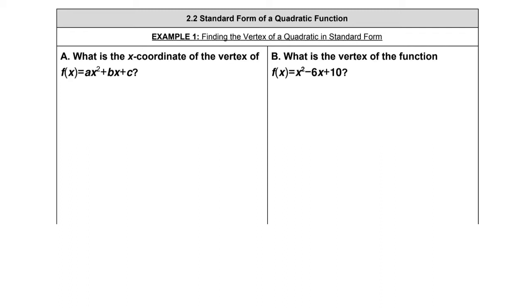Hey guys, this is the 2.2 notes. Last section we focused on vertex form. This is going to be on standard form of quadratic functions.